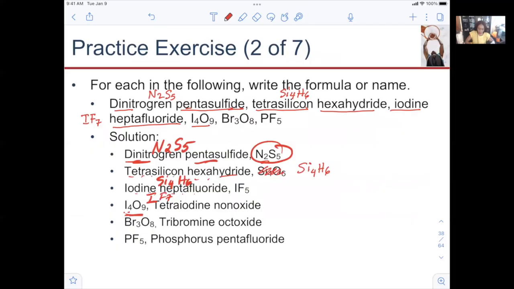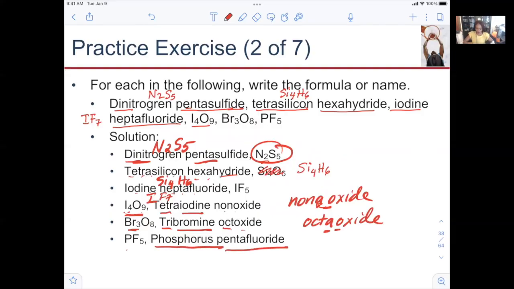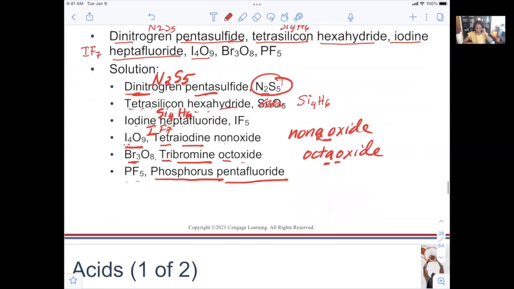Oh, then you have the name here. So here they give you the formula, they ask you for the name. Tetraiodine nonoxide. So you remember, this was nona, right? And then oxide. Then the O from the oxide swallowed up the A. So we have nonoxide. Okay, tribromine, 3 bromines, oxide. But remember, 8 is octa and then oxide once again. The O from the oxide swallows up the A. And here we have phosphorus, that means 1 phosphorus, pentafluoride, 5 fluorides, okay?